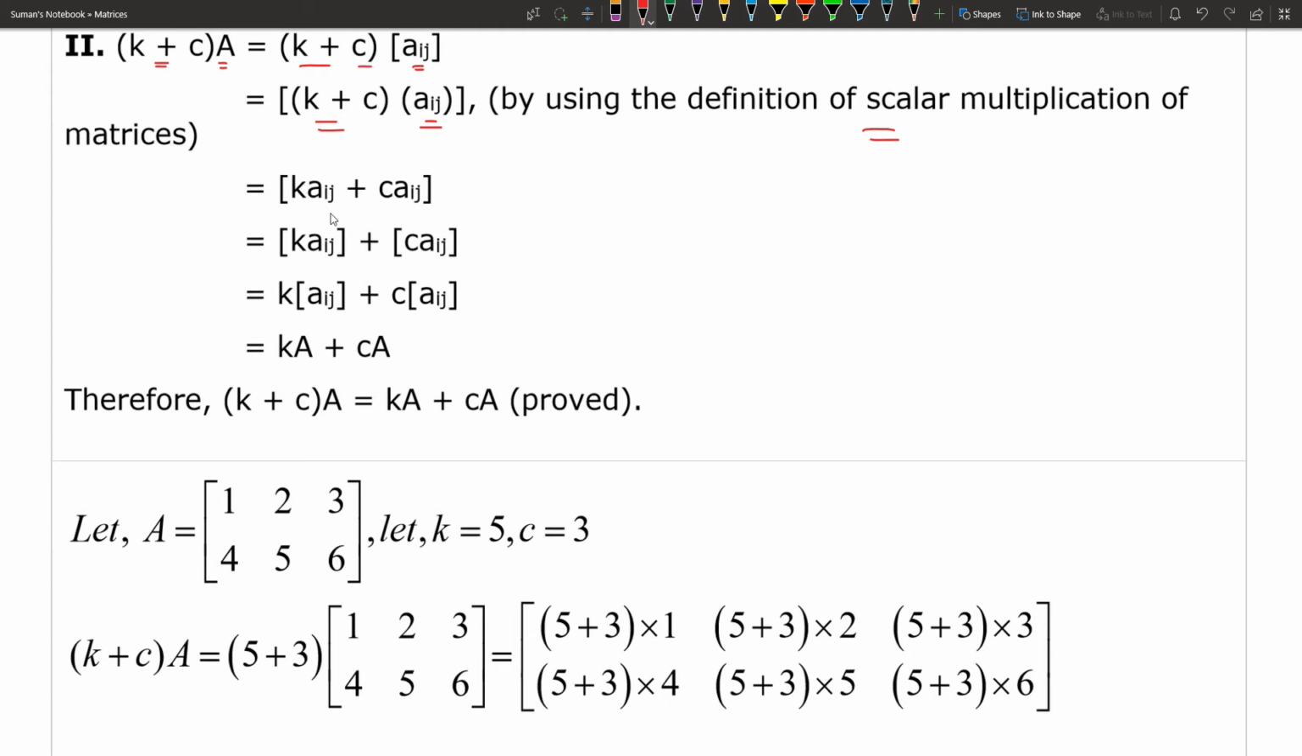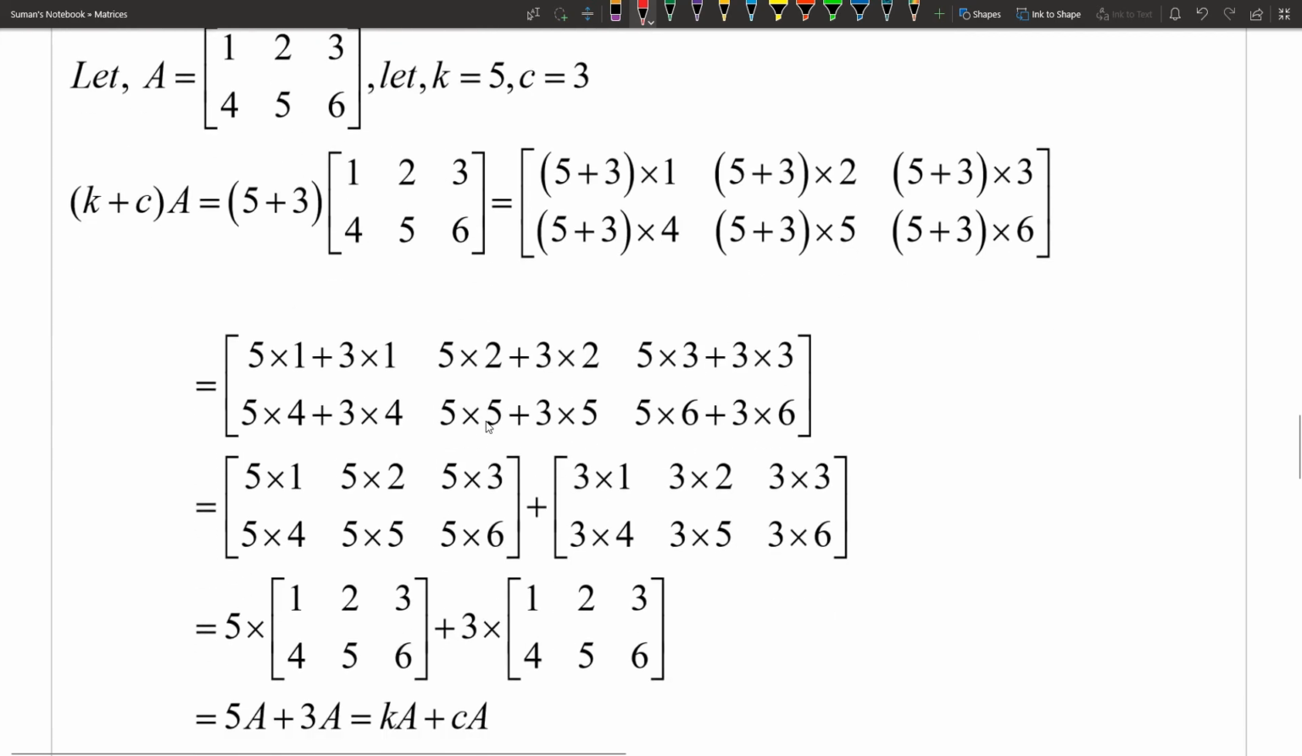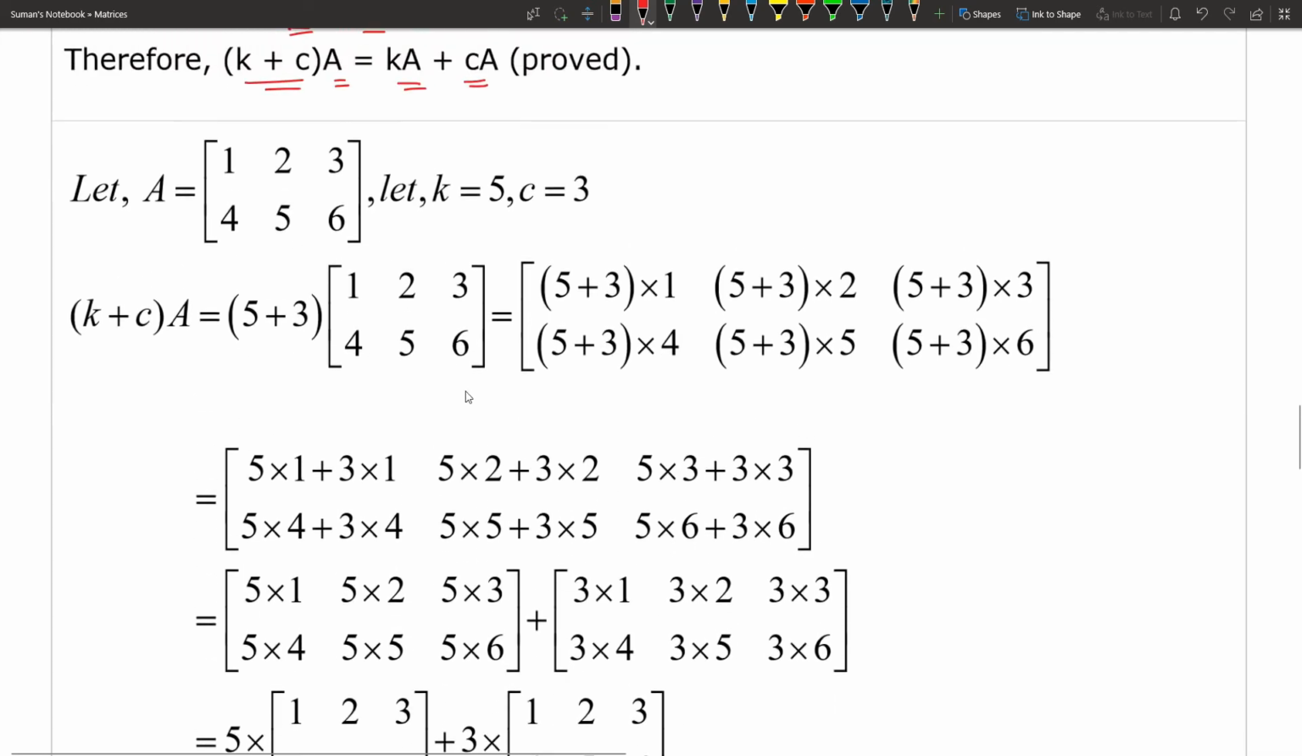Then we are getting Kaij plus Caij. That means we are decomposing the two matrices, and after taking common the K value and the C value from the two matrices, we get that (K plus C) into A is equal to Ka plus Ca. Let's check the property with a problem.